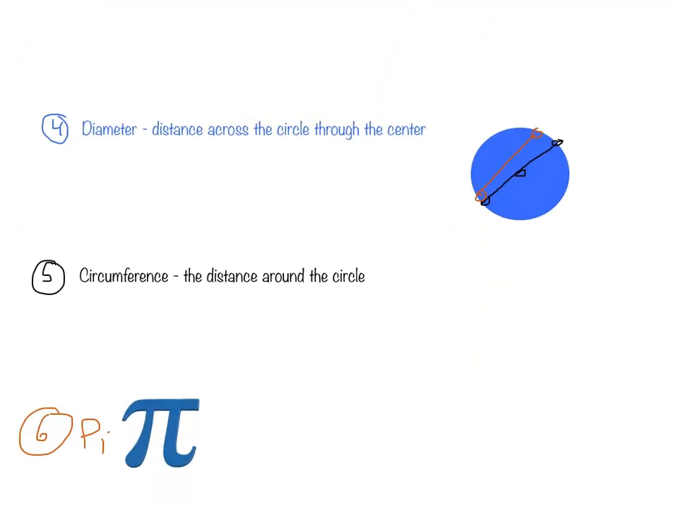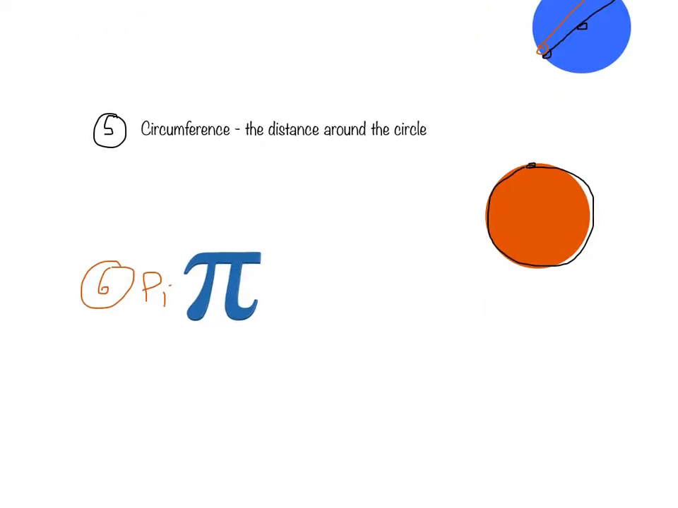Circumference is just the distance around the circle, okay, sometimes known as the perimeter of the circle. If you start at that point and go all the way around, measure and come back there, you found the circumference. And lastly, we're going to talk about pi.